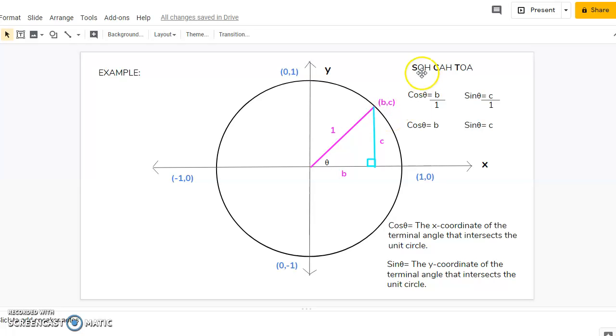Now for sine. Sine is opposite over hypotenuse. So opposite C over hypotenuse 1. C over 1 is C. So sine equals C. Again, looking at this ordered pair, C would be your y value. So it's the y-coordinate of the terminal angle that intersects the unit circle. Now going to tangent. Tangent is your sine over your cosine. So tangent would be your C over B, or in this case, what we've defined here, your y-coordinate over your x-coordinate.